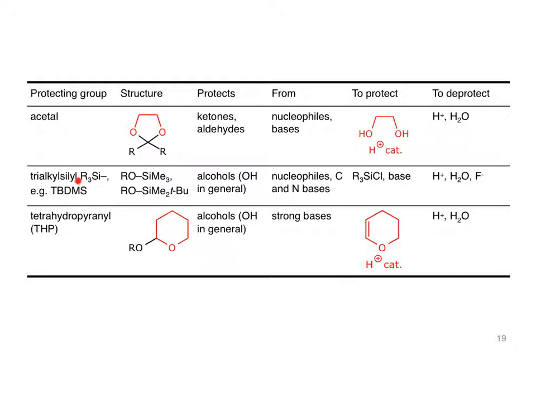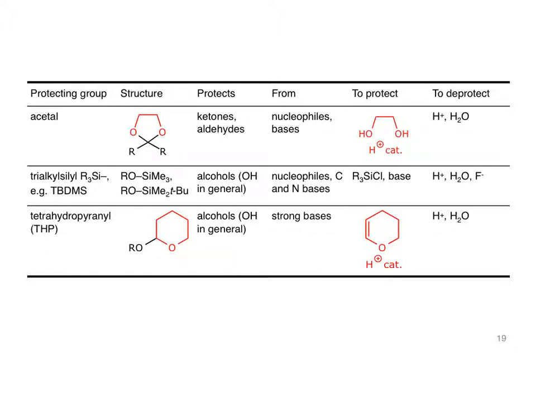Trialkyl silyl groups are used to protect alcohols. The form of those look like this. And again, we're protecting them from nucleophiles and bases. In order to put the silyl group onto the alcohol, you just need a silyl chloride and a base. And to deprotect, to take it off, you either need aqueous acid or fluoride ion.